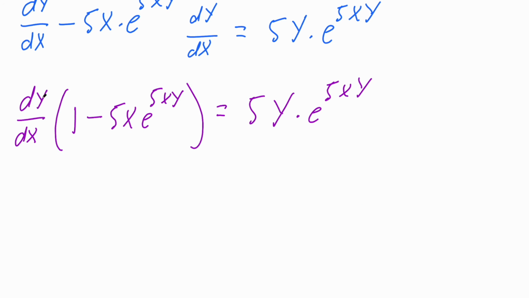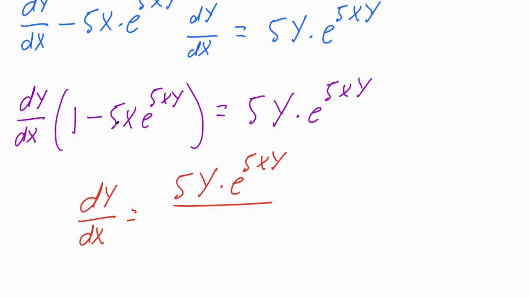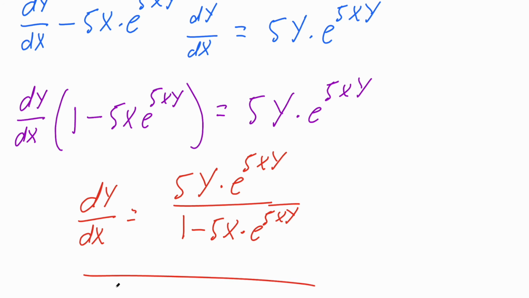Our last thing is to isolate dy over dx, so we can divide both sides by this piece. And so we would ultimately get dy over dx is equal to, this piece will be the numerator, 5y times e raised to 5xy, divided by this piece, 1 minus 5x times e raised to 5xy. And this right here is our final answer. And that's all we need to do for this problem.